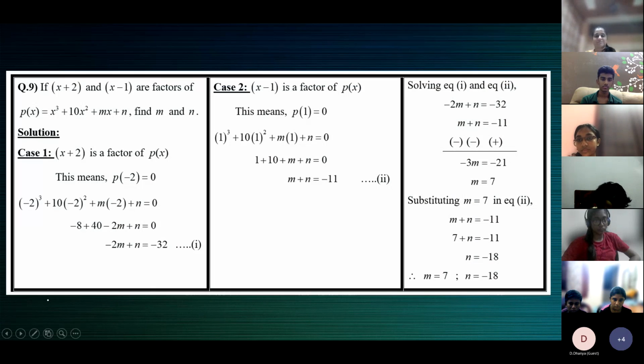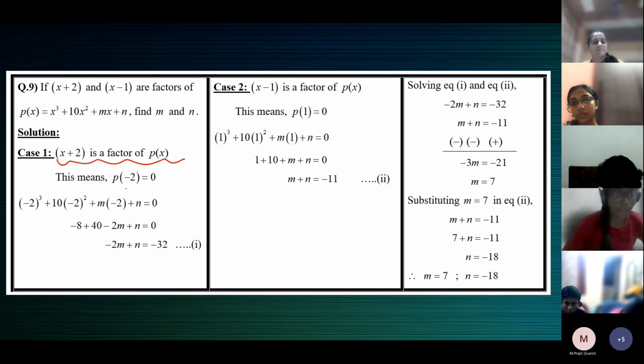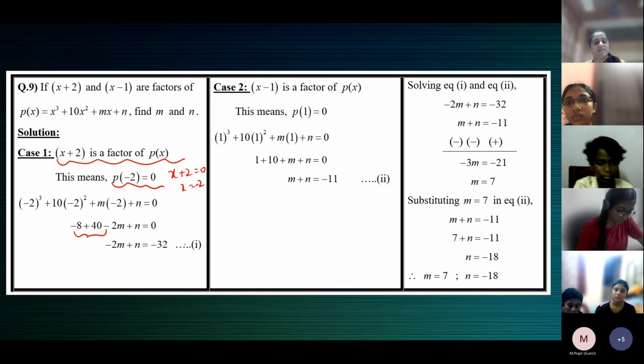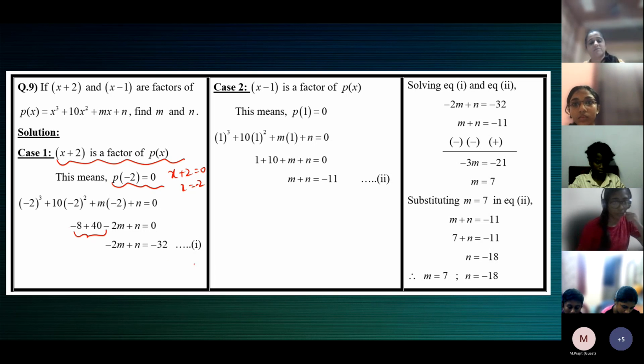Let's see if you're right. Yes, children, you can see the answer here. x plus 2 is a factor. So when you equate x plus 2 to 0, you get x is equal to minus 2. p of minus 2 is 0. I've taken this 32, this is 32, right? I've taken it to the other side. It becomes minus 32. Minus 8 plus 40 is plus 32. On the other side, it becomes minus 32.